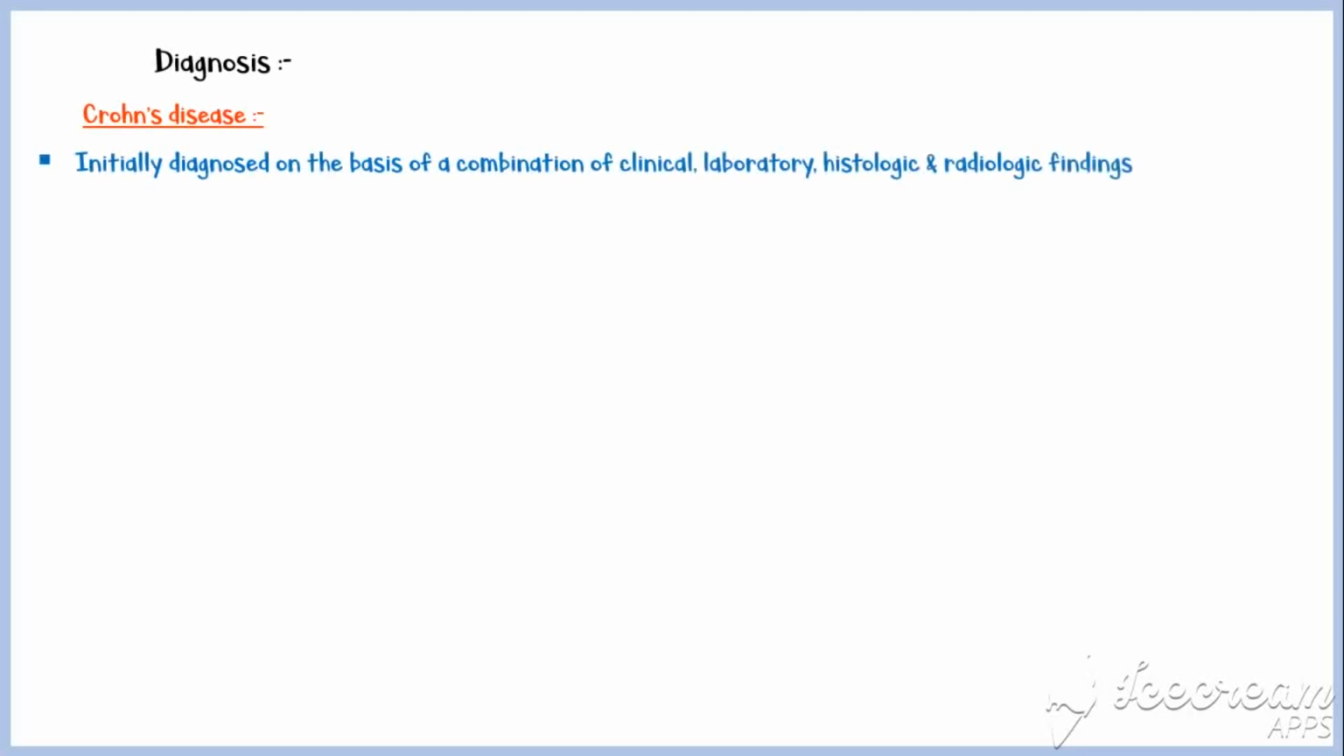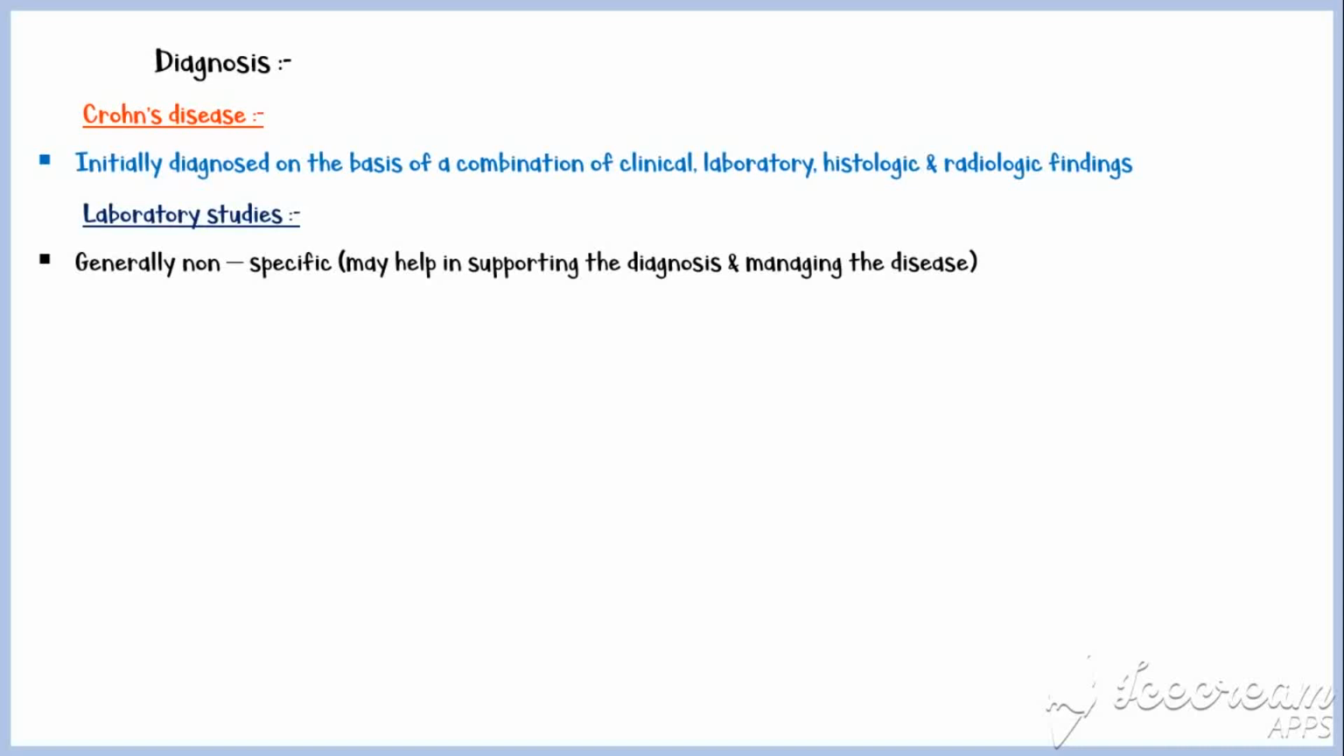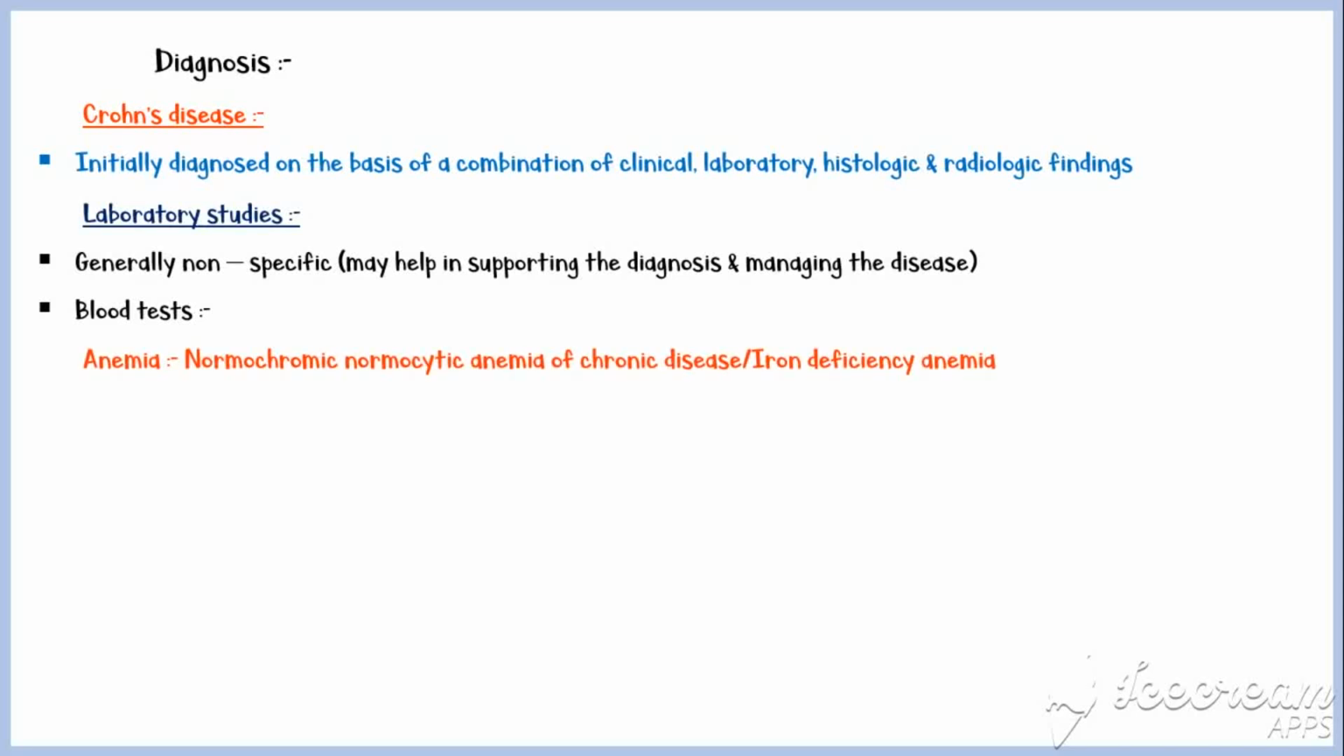Now let's discuss the diagnosis. Crohn's disease is initially diagnosed on the basis of a combination of clinical, laboratory, histologic, and radiologic findings. Laboratory studies are generally non-specific and may help in supporting the diagnosis and managing the disease. Common findings in blood tests include the following: anemia, which may be normochromic normocytic anemia of chronic disease or iron deficiency anemia. Raised ESR and CRP levels.